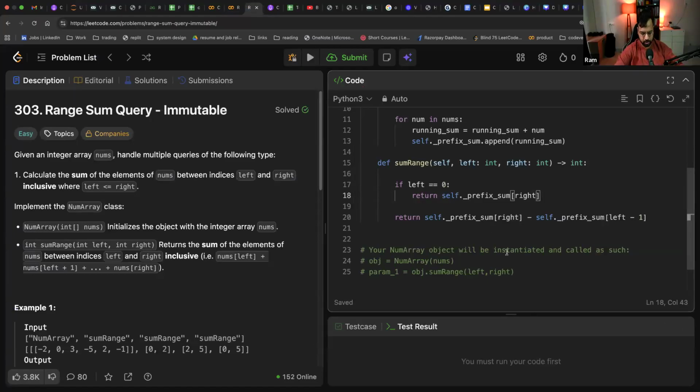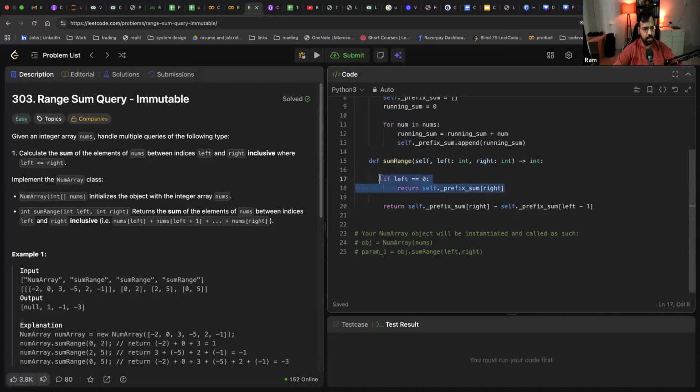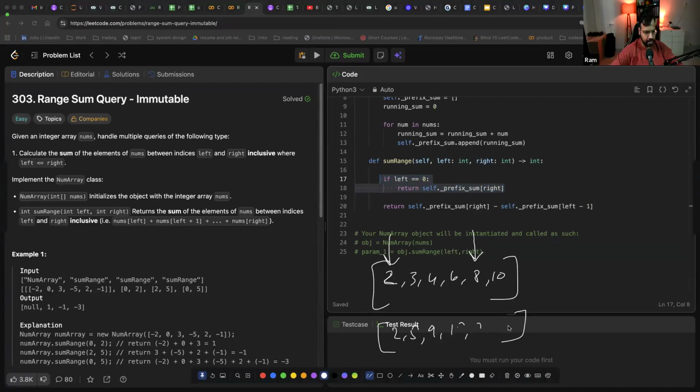Okay, so this is the code. Did you understand this line? What I did: if left is equal to 0, then we just have the right side. So the prefix sum at the right pointer will contain the entire sum. You see this: 2, 5, 9, 15, 23, and 33. So this sum itself will contain this part if left is 0. That's why I've written, if left is 0, we just need to return this part.